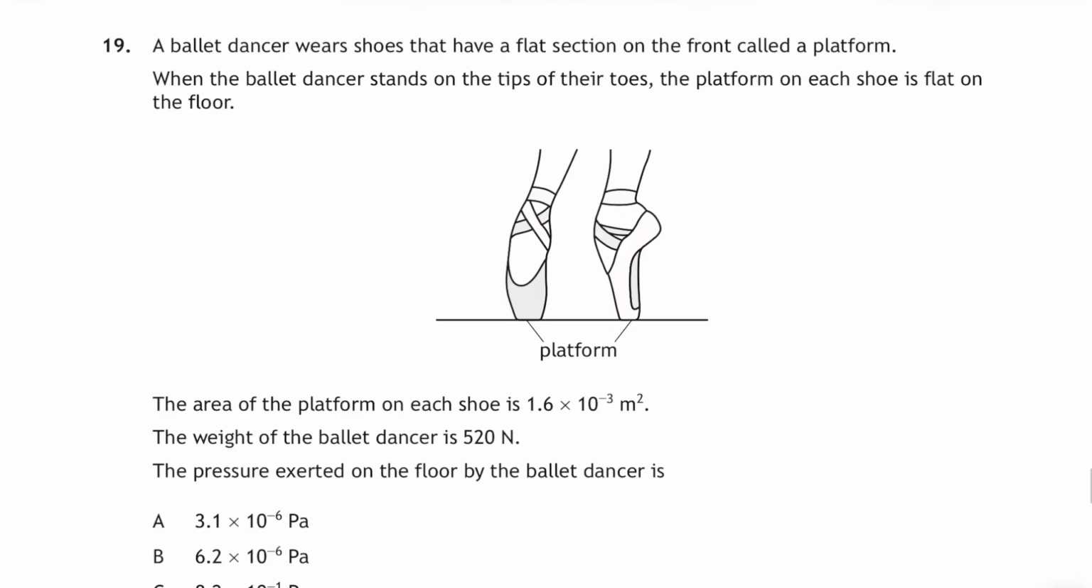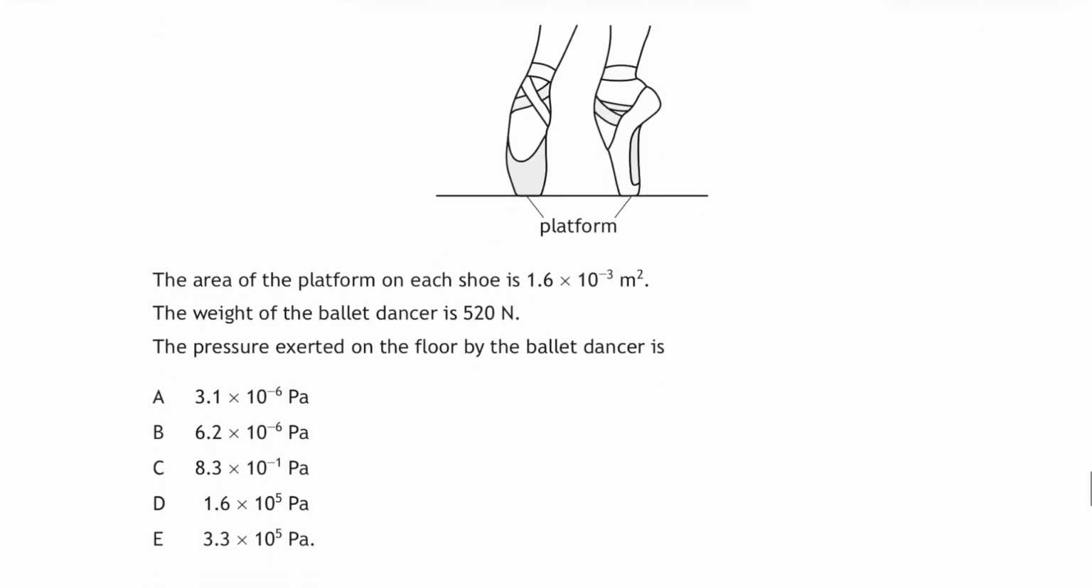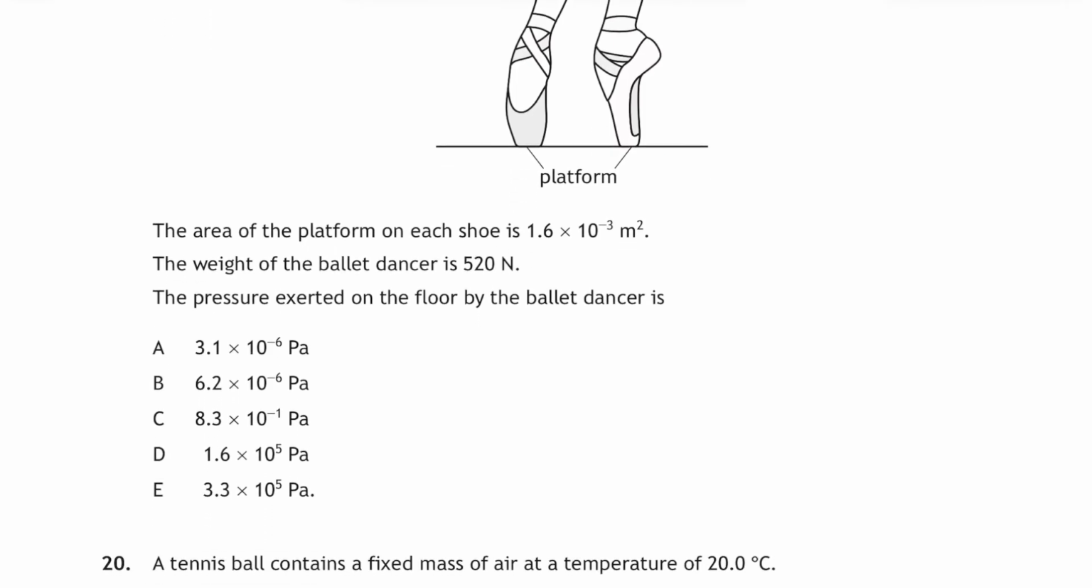Okay, moving on, question 19. A ballet dancer wears shoes that have a flat section on the front called a platform. And when the dancer stands on the tips of their toes, the platform on each shoe is flat on the floor. And the area of the platform on each shoe is 1.6 times 10 to the minus 3 meters squared. The weight of the ballet dancer is 520 newtons, and we've to determine the pressure exerted on the floor by the ballet dancer.